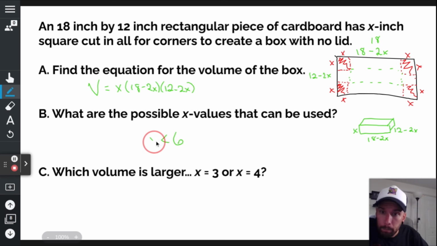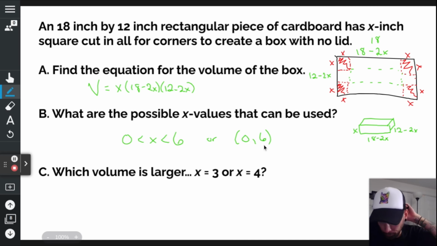And I can cut out anything bigger than 0. If I wanted to, I can cut out 0.1 or 0.01 or 0.001, but I can't cut out 0 because there is no cut. I can cut out 1, 2, 3, or 5. But 6 is the largest I could do, but not equal to 6, and 0 is the smallest, but not equal to 0. I could also write that in interval notation, making sure that I don't use brackets.